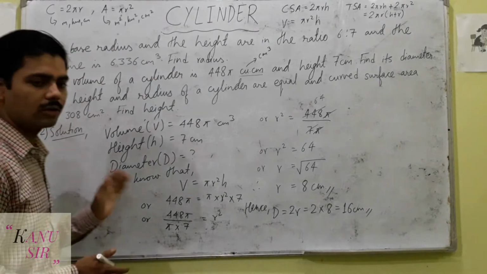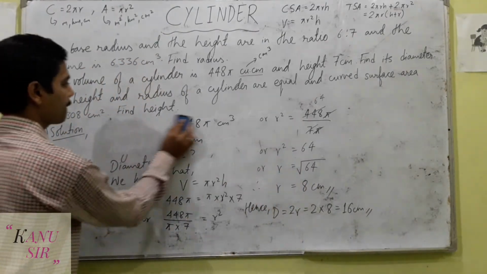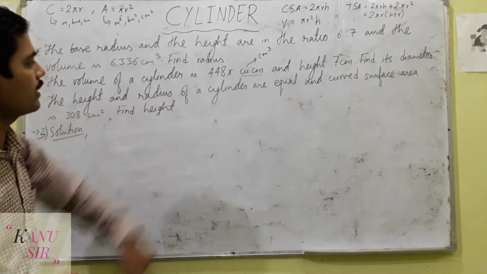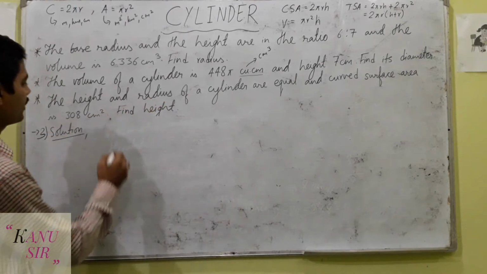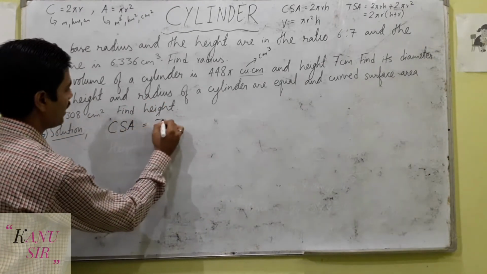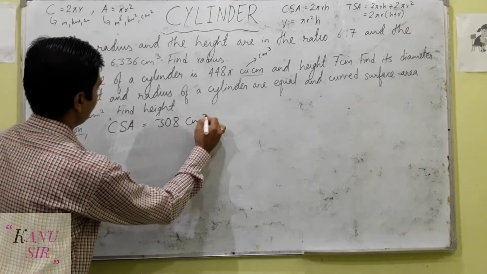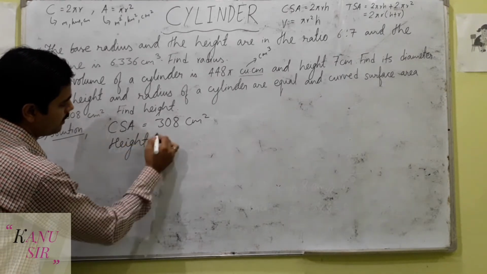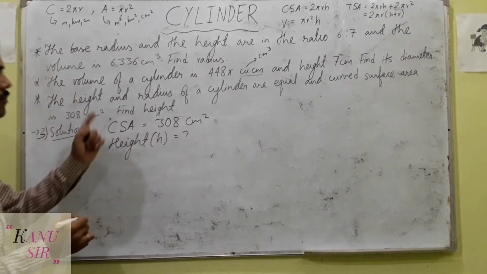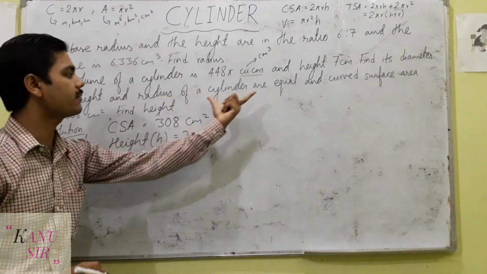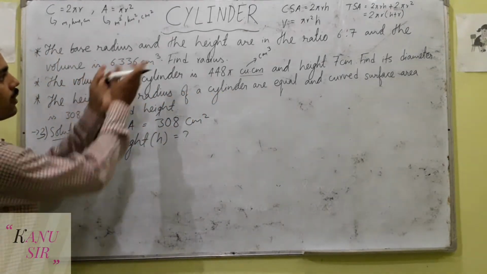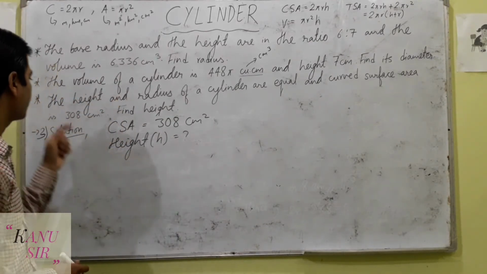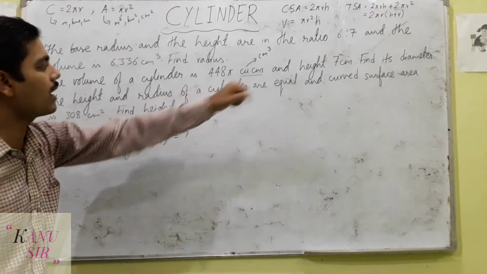Now next question is the third question. Question number 3. The height and radius of a cylinder are equal and the curved surface area is 308 centimeter square. Find the height. Okay, we'll write here height h is equal to. But we are missing one statement above. To make you feel easy, I'll write it last. The height and radius of a cylinder are equal.